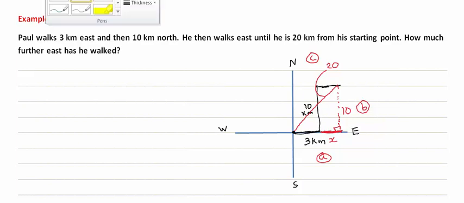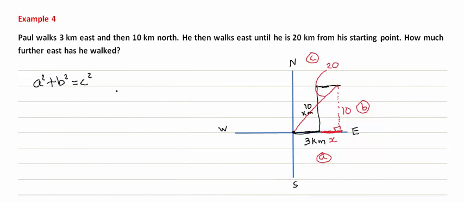Okay, so let's go back to the black pen. Okay, so we're going to have a squared plus b squared equals c squared. Okay, a is 3 plus x all squared plus b, which is 10 squared, equals c squared, which is the length from this point to the ending point, which is 20 kilometers. So that's going to be 20 squared. Okay, so let's expand that. 3 squared is 9 plus 2ab, 2 3s is 6x, just expanding the quadratic, plus x squared plus 100 equals 400.